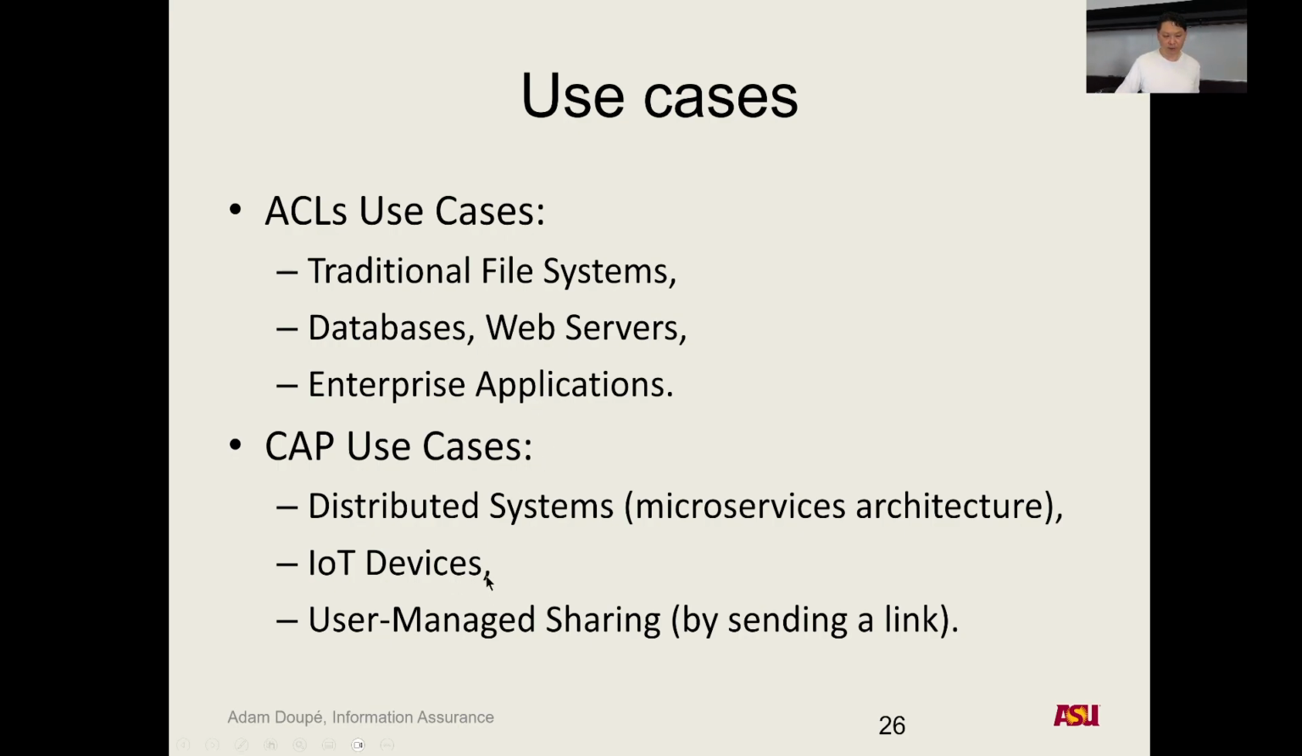How about the capability use cases? Distributed systems, IoT devices, and user-managed sharing. Dropbox and Google Docs provide this feature, this capability, to users, right? We can create a shareable link and send it. The receivers can access the object without any authentication, right? So this link is a kind of token.